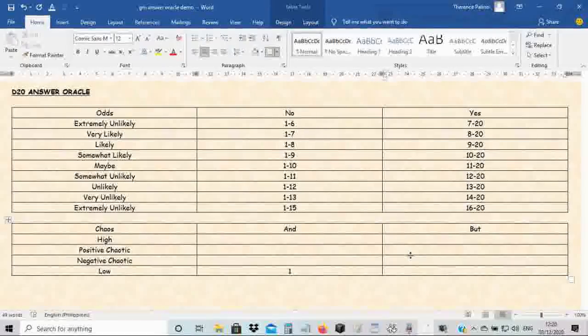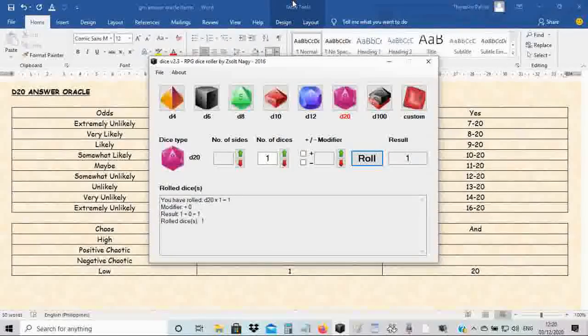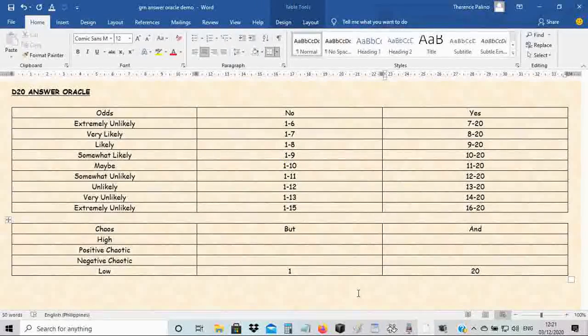Sorry guys, just had to fix something. Okay, "and" can be 20, and "but" can be 1. You know what, let's just adjust this. We might as well adjust this as well. Sorry. Okay, so "but" can be 1 and "and" can be 20. Since this is a d20, there's only a 5% chance that that'll come out.